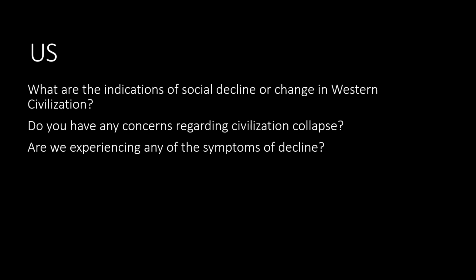Given these theoretical ideas that Tainter poses in looking back at the ancient decline and collapse of civilizations, I ask you, the listener of this lecture: what are the indications of social decline or of culture change in Western civilization, beginning with the Greeks, moving through Rome and to the modern era? And do you personally have concerns regarding civilization collapse?